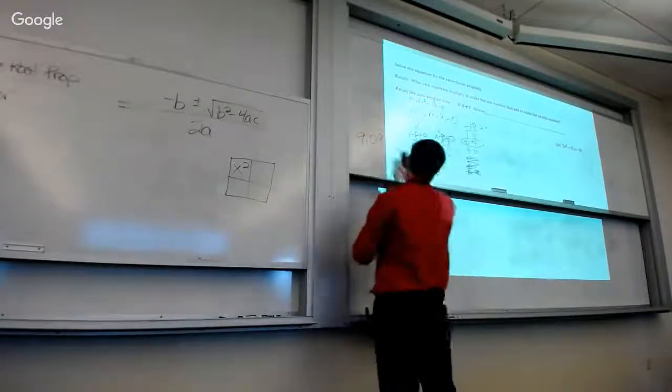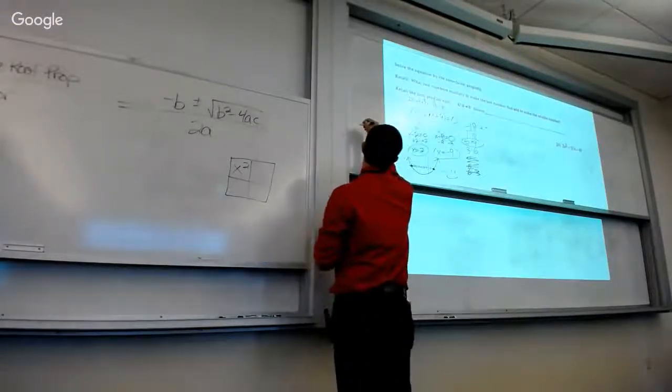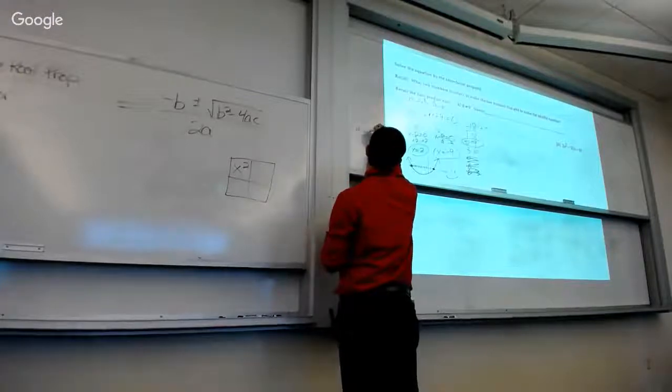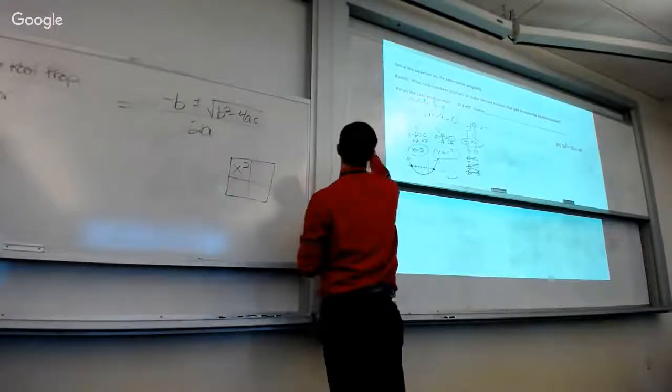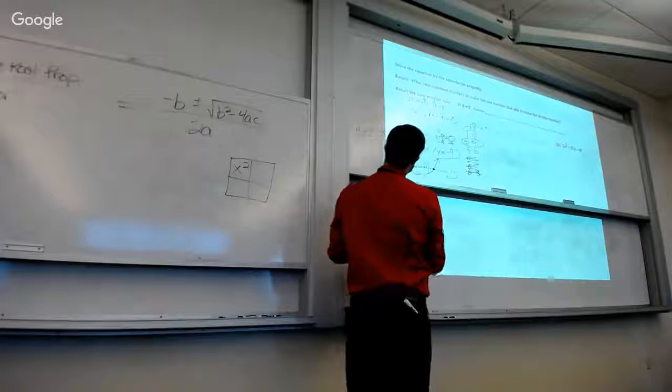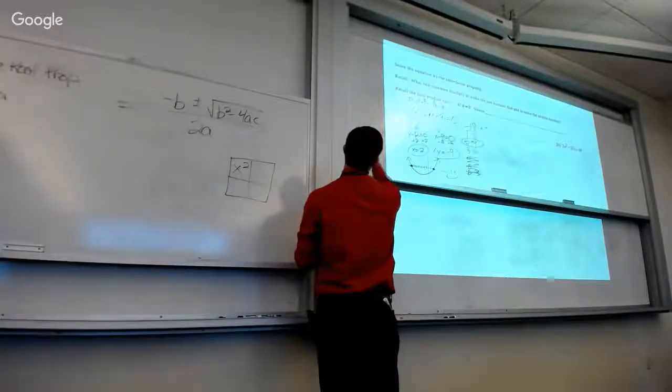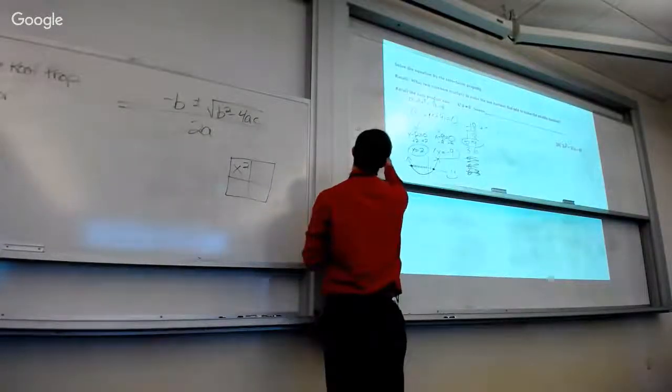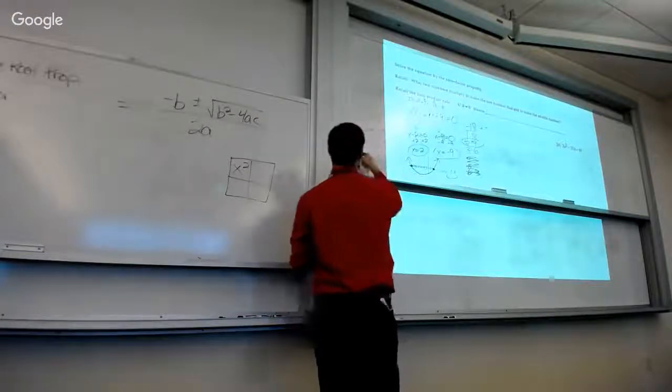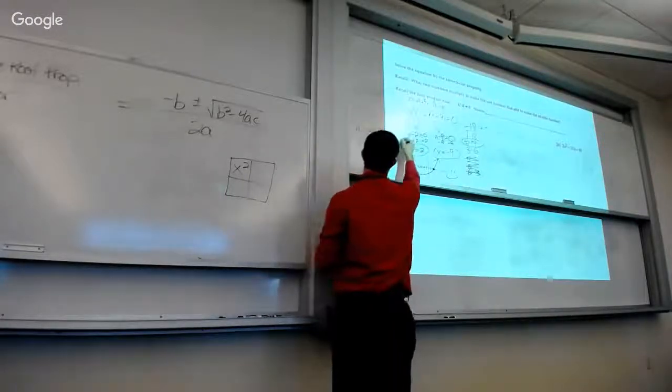I'll just plug one of them in. I'll plug in the 2 because that's nice and easy. 2 squared is 4 plus 7 times 2 is 14 minus 18. And sure enough, 18 minus 18 is 0. So that worked. I'll even plug in the negative 9. Negative 9 squared is 81. 7 times negative 9 is negative 63 minus 18. And yeah, 81 minus 63 minus 18 is 0 as well.